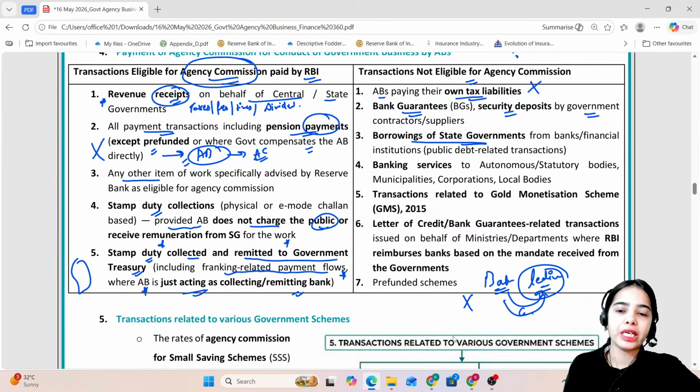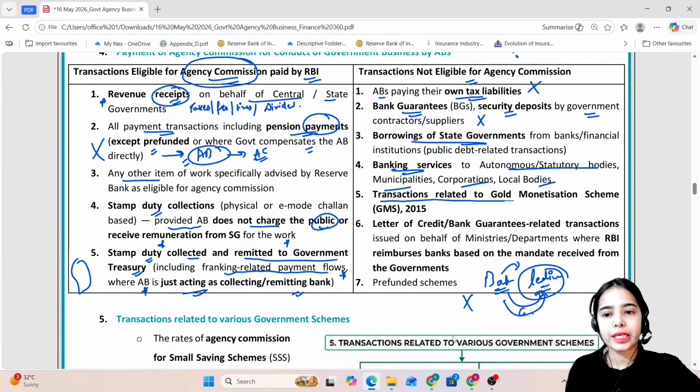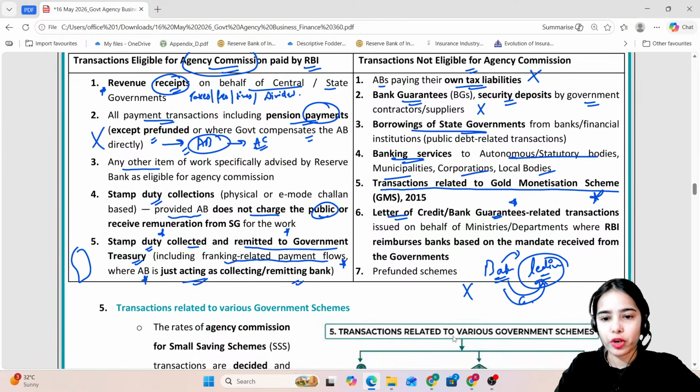Borrowings of the state government: if the bank is lending to the state government or to public sector undertakings and such, in this case also no agency commission will be given. Bank services to autonomous or statutory bodies, municipalities, corporations, local bodies, no agency commission is there. Transactions related to the gold monetization scheme, in this case also there is no agency commission from the RBI. Letters of credit and bank guarantees are all under the normal functions of the bank, so they also do not get any agency commission from RBI.